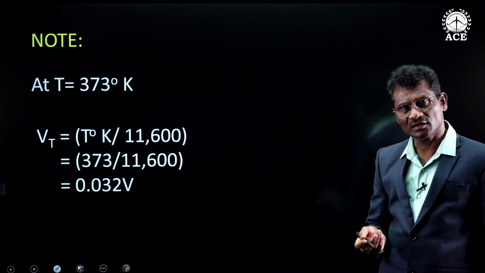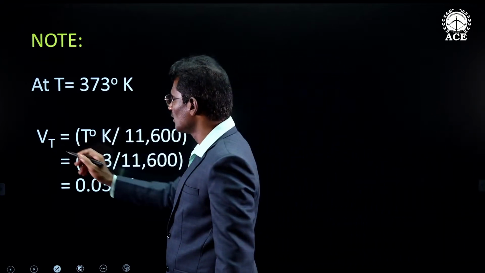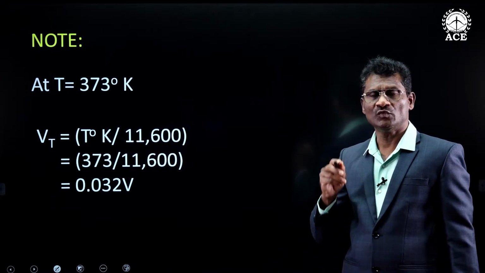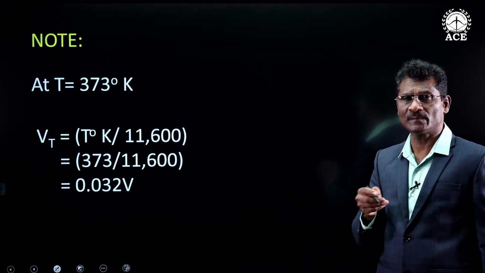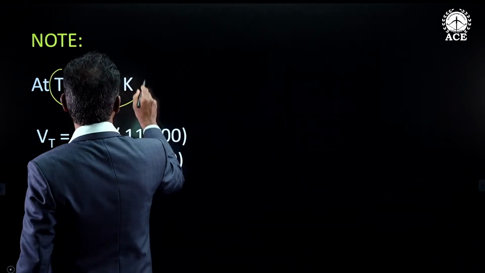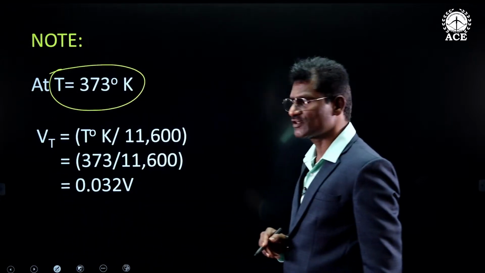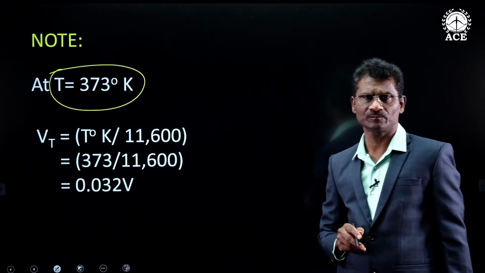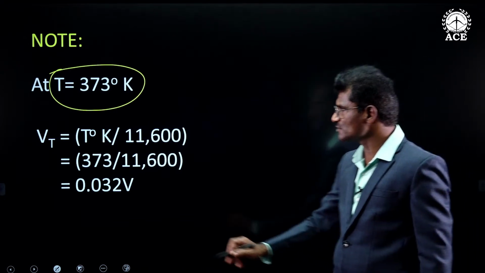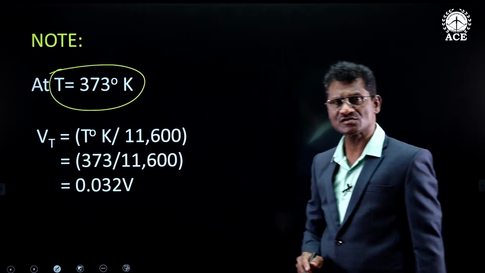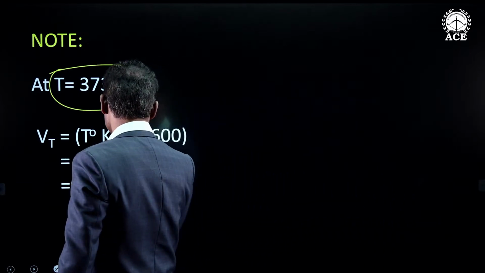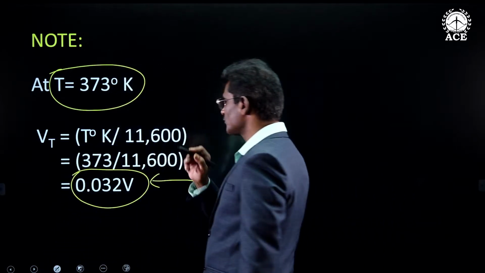I already stated that default value of Vt is 0.026 at 300 Kelvin, which is to be used in any numerical if temperature is not supplied. But in this problem statement, temperature is specifically given as 373 Kelvin or 100 degrees centigrade. So we cannot use the default value of Vt, and hence I have recalculated Vt based on the regular equation. And this is the crux of the problem. This is the crux of the problem.